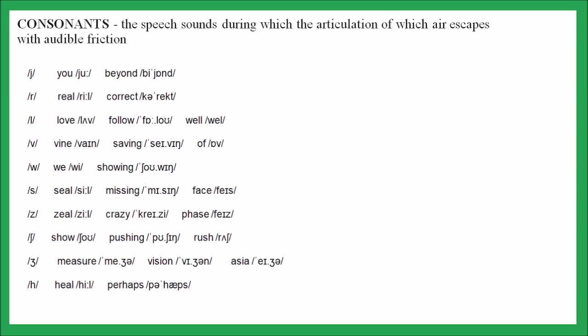The next sound is zh. It is a heavier form of sh. Zh as in measure, vision, Asia, treasure, measure. It is a heavier form of sh. Vision, Asia. Then comes the final consonant, h. Heel, perhaps, him, her sound. In Malayalam it is the Ha sound. Heel, him, perhaps, history, h sound.